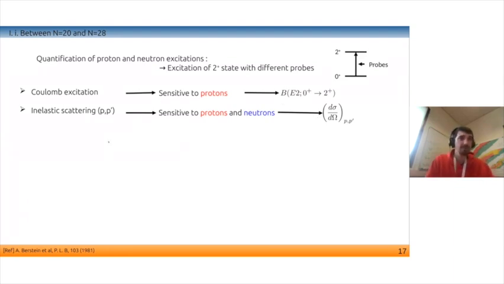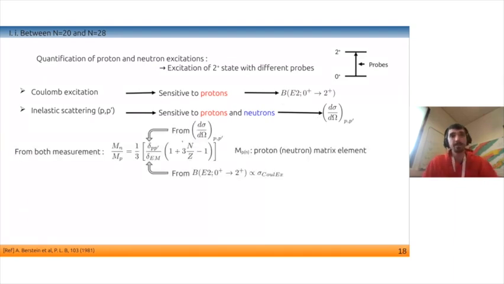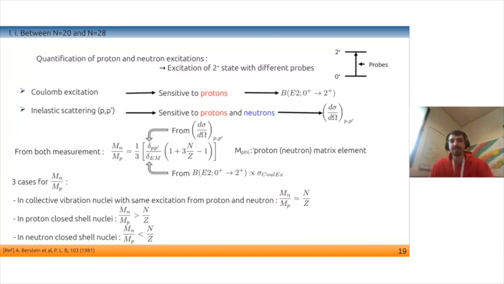Performing both measurements, we can characterize another quantity, the ratio Mn over Mp, which is the ratio of the neutron and proton matrix elements, and which directly characterizes the neutron and proton excitation. Three cases can be observed with the Mn over Mp ratio. In most nuclei, where we have a collective vibration with the same excitation for protons and neutrons, the ratio Mn over Mp is standard, equal to N over Z.